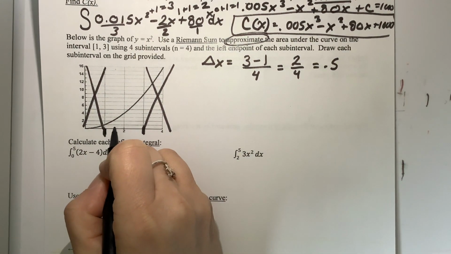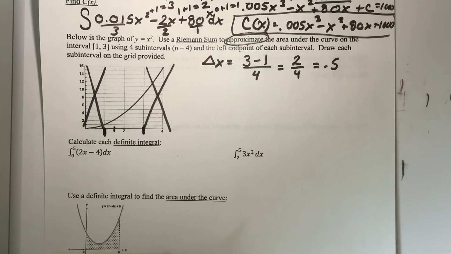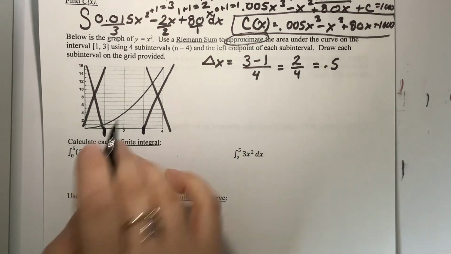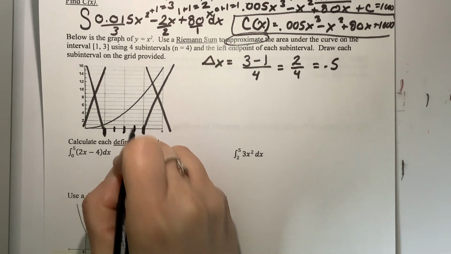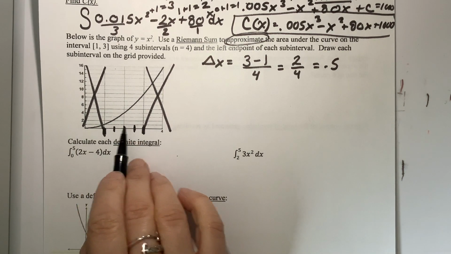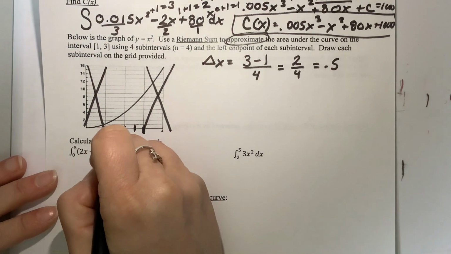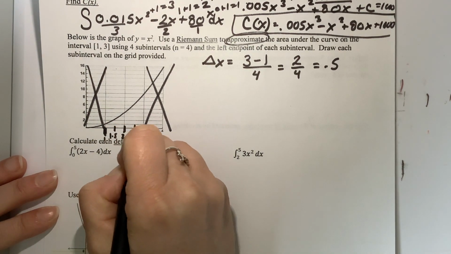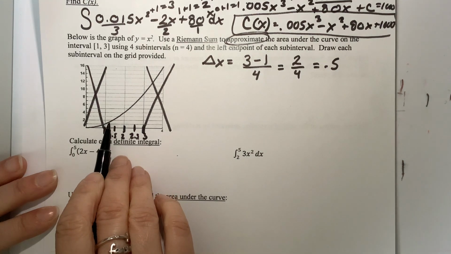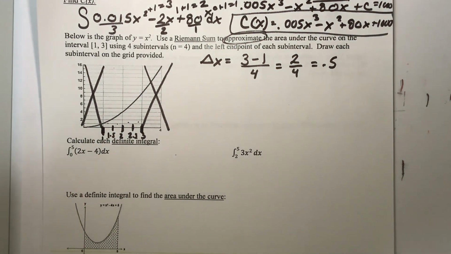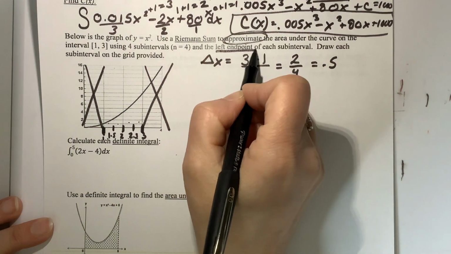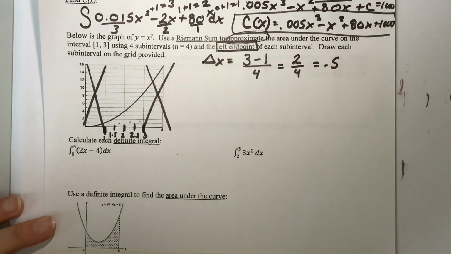If I start with 1, 0.5 later, I would finish one rectangle, start another one. 0.5 later, same thing. I'd finish a rectangle, start another one. So if I go here and I have every 0.5, this is 1, this is 1.5, this is 2, this is 2.5, and 3. I can see I have 1, 2, 3, 4 rectangles. That's what we need. Now you have to look and say, okay, am I using the right endpoint, the left endpoint, or the midpoint? We are doing the left endpoint.